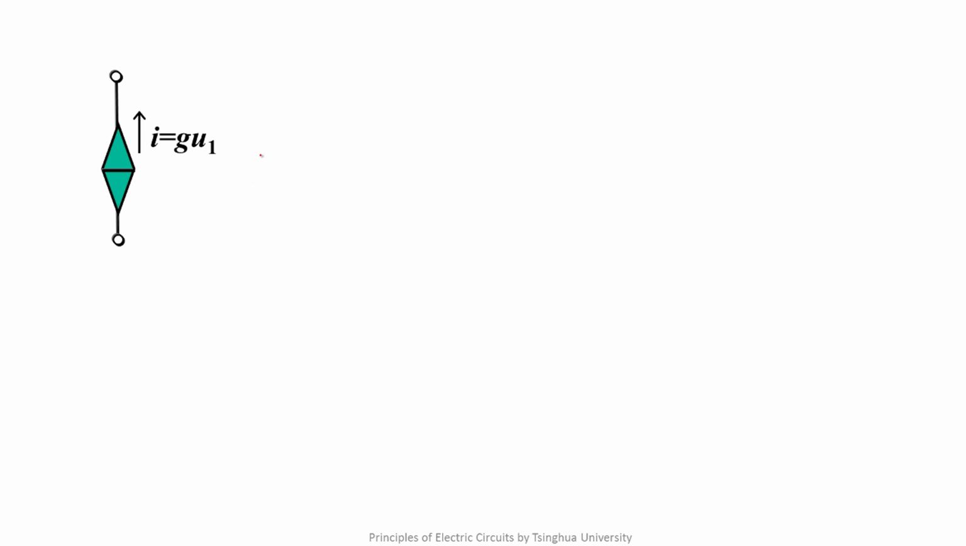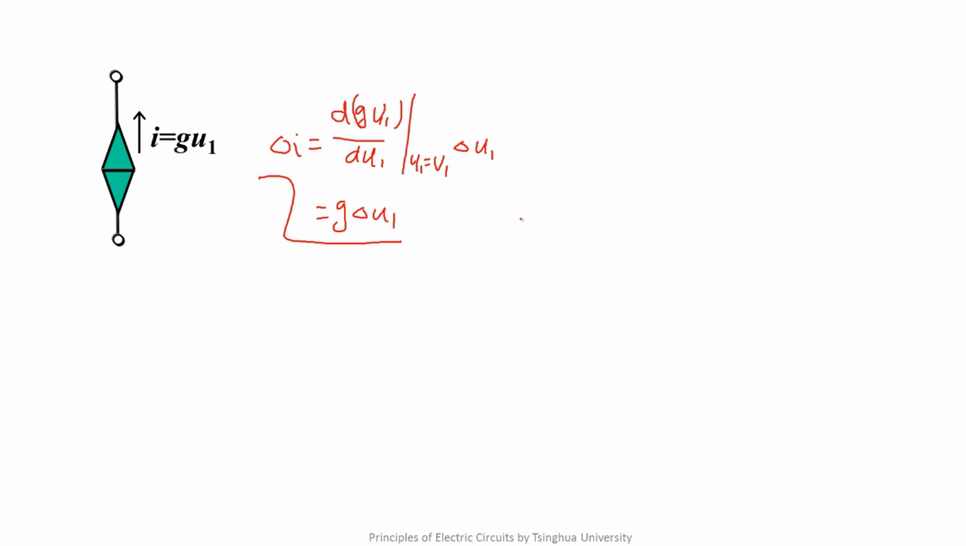Assuming there is a small change in the controlling quantity U1, that is, delta I equals dGu1 over dU1 at the time U1 equals capital U1, times delta U1. Because dGu1 over dU1 is a constant value G, it is G times delta U1. We can find that in the case of the small signal, it is still a linear voltage controlled current source, and the controlling quantity does not change.